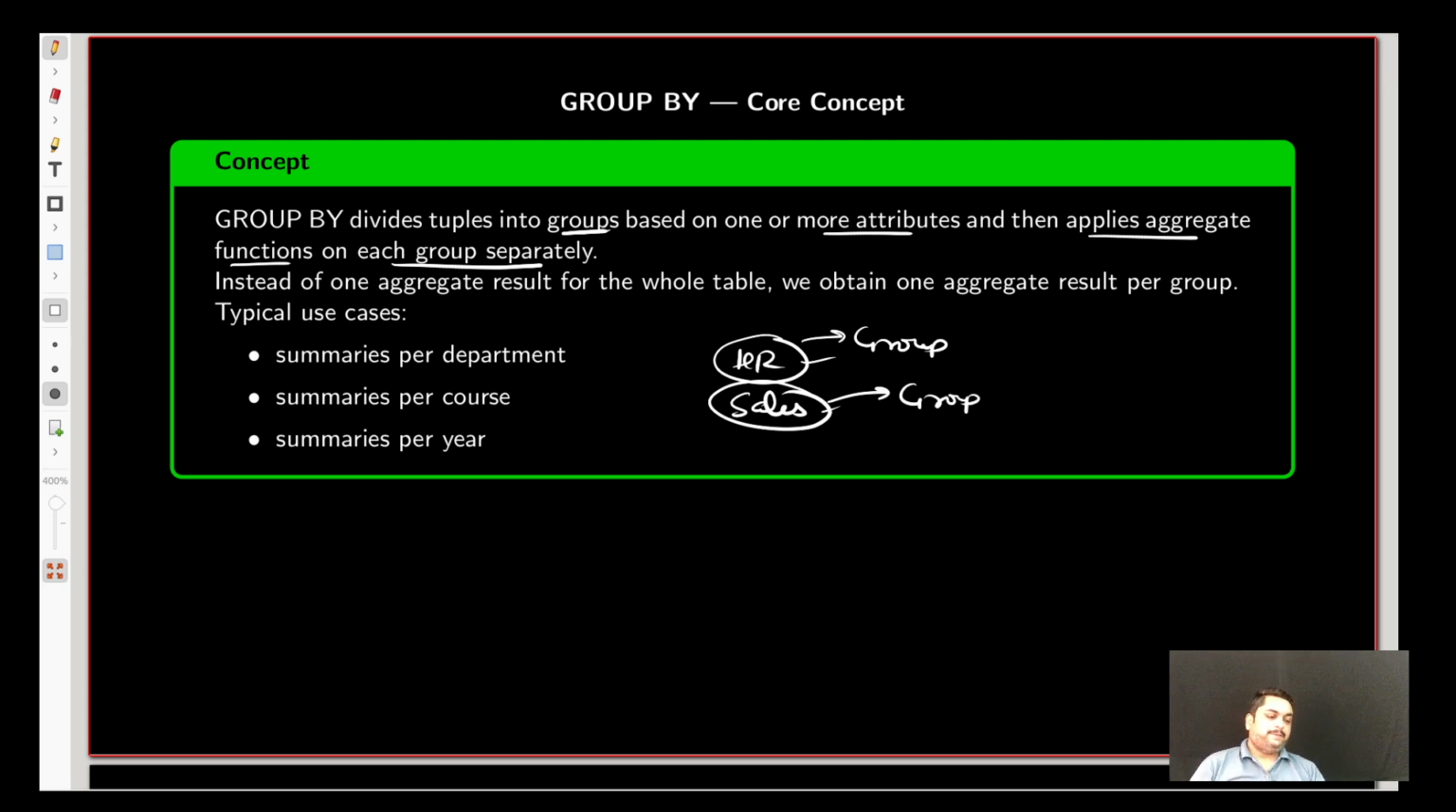So based on the data we have, to extract more information, we use GROUP BY. It produces summaries per department, per course, per year, for example how many students passed in each course. So that is one group.